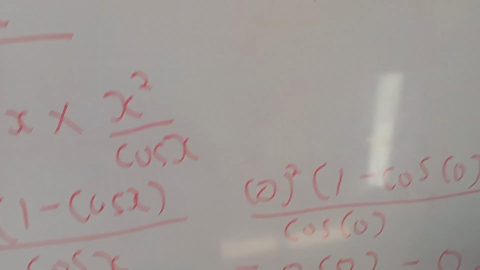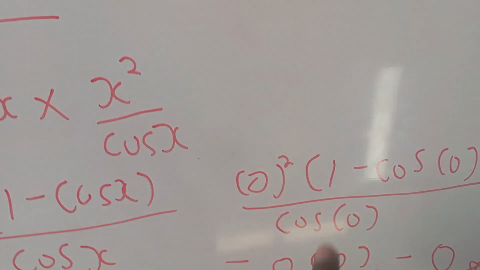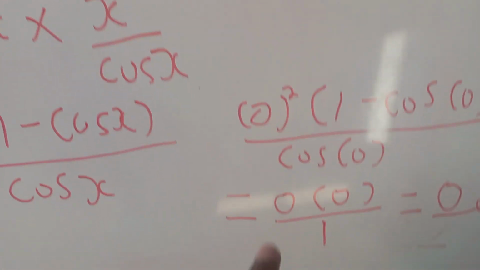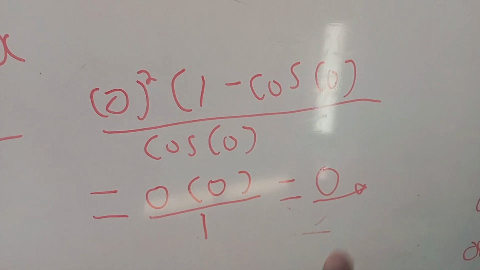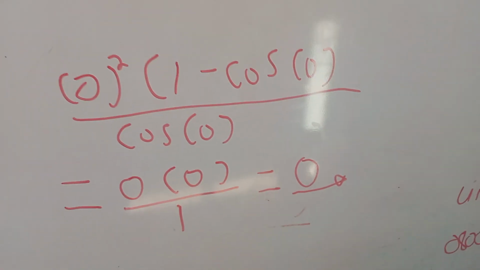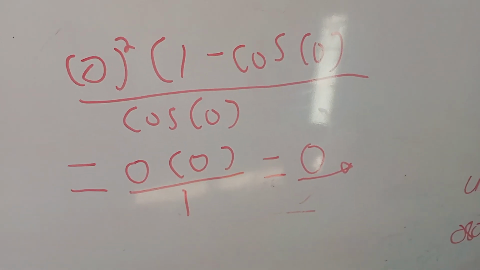0 times 0 is 0. Then cos 0 is going to give us 1. So it's going to be 0 over 1. 0 times 0 all over 1 gives us 0. So our final answer is 0 of the entire expression.